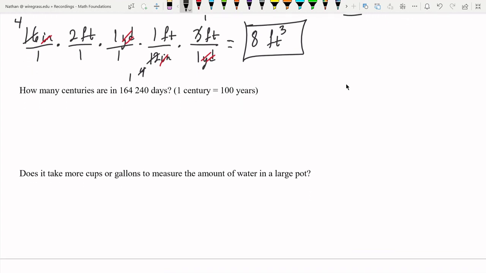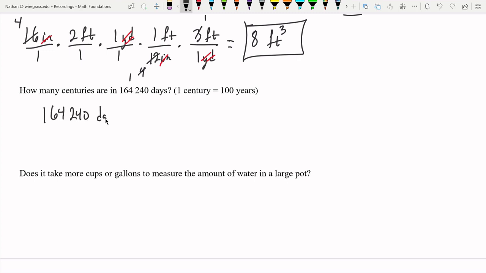Okay, how many centuries are in 164,240 days? A century is 100 years. So we're going to ask how many years is this, and then we can convert that to centuries.